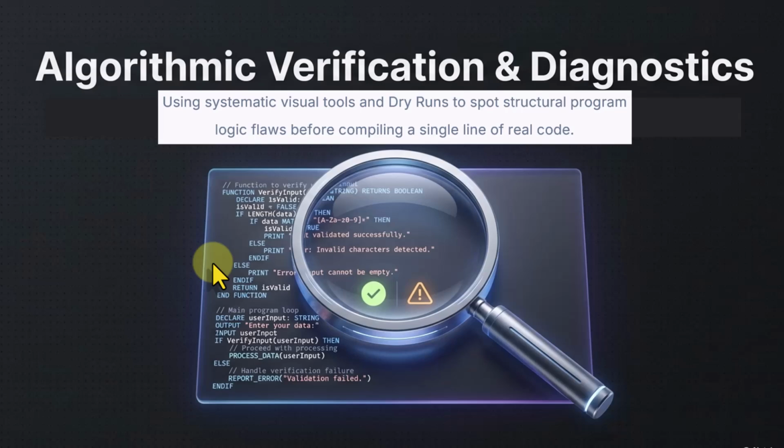Okay. In this video, we are going to talk about algorithm verification in diagnostic, or simply testing. We will simply test if our algorithm is correct, if it works really well. Simply, algorithm verification in diagnostic is using systematic visual tools and dry runs to spot structural program logic flaws before compiling a single line of real code. So before writing our code, we will check our algorithm to see if it is completely correct and giving us correct output every time.